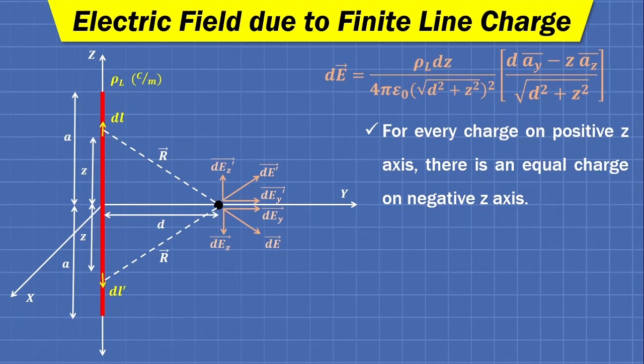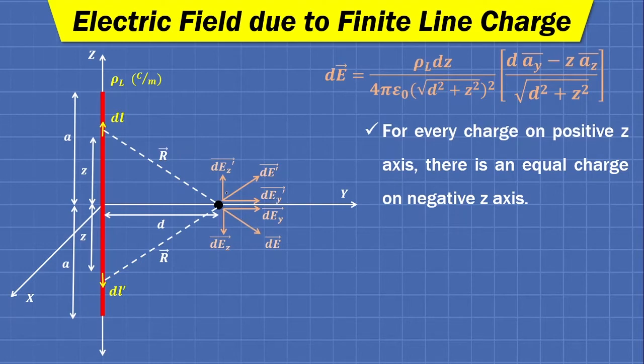Fine. And if we understand both the intensities by segregating them into their components, then we will have two components in the y direction and two components in the z direction.